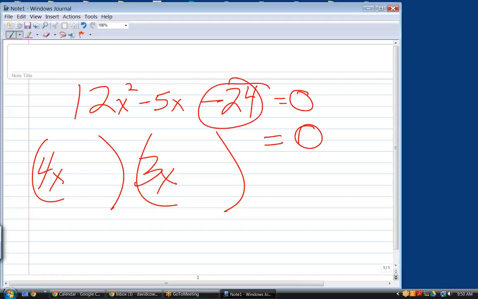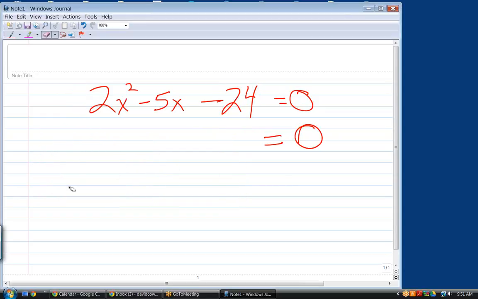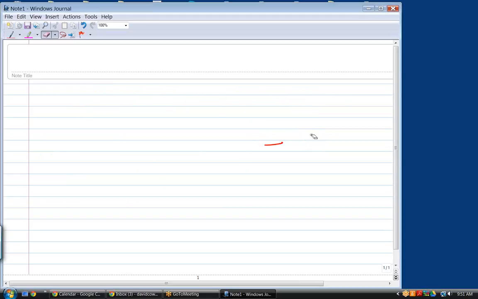But notice there's also lots of factors of 24. So these can grow in difficulty by leaps and bounds if this coefficient has lots of factors and this coefficient has lots of factors. But you know what? You're never going to see a problem this hard in high school. Just not going to happen. Okay? You may see problems like this, where there's only one set of factors, and so forth and so on. But let's go on. We've got 10 more minutes.